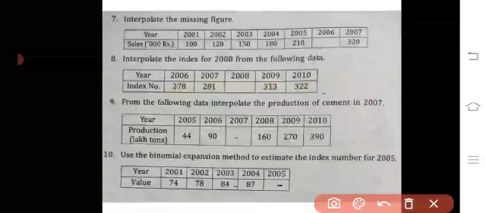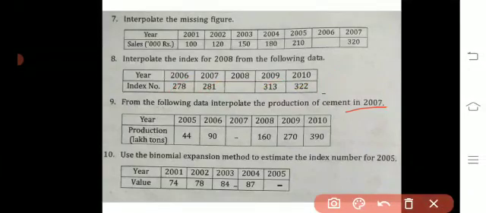Then one more question is there. From the following data, interpolate the production of cement in 2007. Here year and production are given. Just I will tell you how many known values: 1, 2, 3, 4 and 5 known values. So for n equal to 5 you can write the equation, and for n equal to 5 you have the coefficients, that is 1, 5, 10, 10, 5, 1. By using those coefficients we can write the equation, that is delta raised to 5 equal to 0, that is y minus 1 raised to 5 equal to 0.